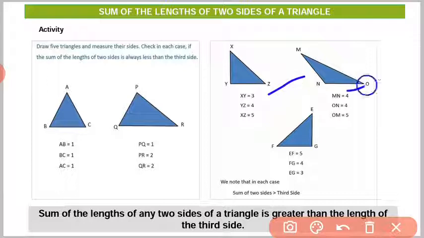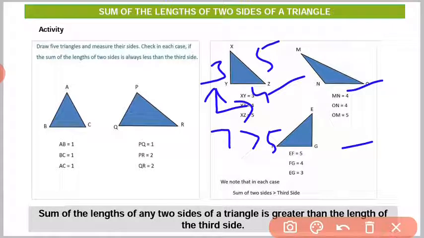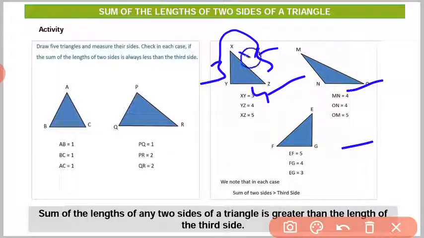Similarly, in triangle XYZ, XY is 3, YZ is 4 and XZ is 5. If we add these two sides, we will get a sum which is greater than 5. 7 is greater than 5. Again, we are getting the sum of two sides greater than the third side. We can take the sum of these two sides also, that is 3 plus 5 is greater than 4.